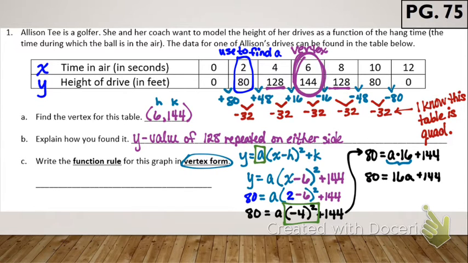Subtract 144 from both sides. What is 80 minus 144? Yep, 80 minus 144. Grab a calculator if you need to, guys. Negative. Negative what?